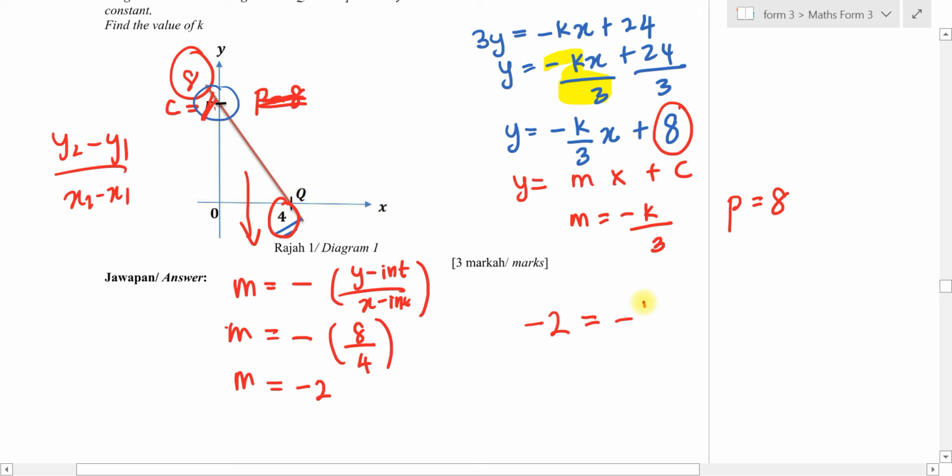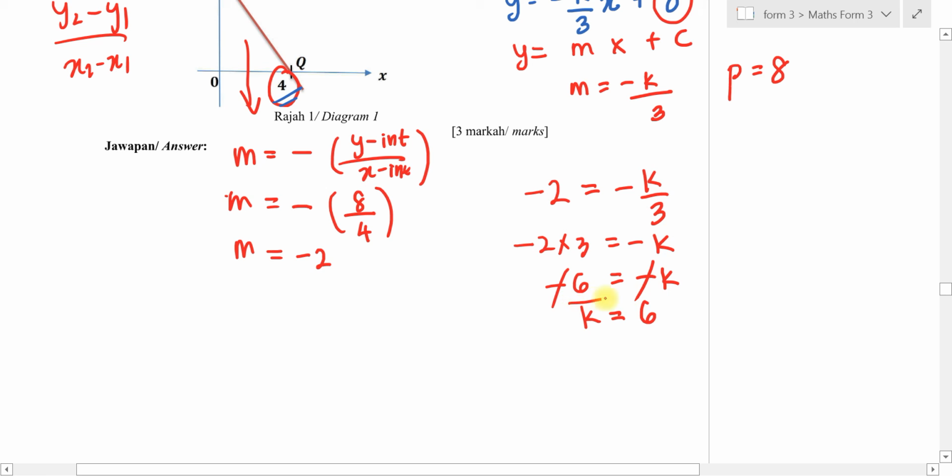Here the gradient is negative 2. Here the gradient is negative k over 3. It's the same, so put them equal. Then negative 2 multiply 3 is equal to negative k. So negative 6 equal to negative k. Negative and negative, you cancel. k equal to 6. Very good question, this one.